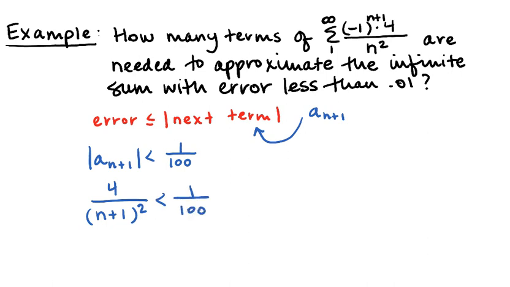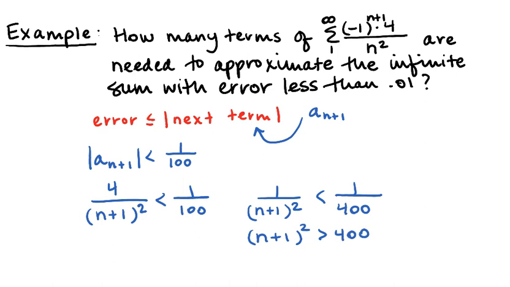Well, I think I might just divide both sides by 4. That will preserve the direction of the inequality. So I've got 1 over n plus 1 squared is less than 1 over 400. And if this fraction is less, it means that the denominator has to be bigger. That's a little tricky, slightly subtle. So I'm going to need n plus 1 squared to be bigger than 400 in order for that to happen. So n plus 1 squared needs to be greater than 400.